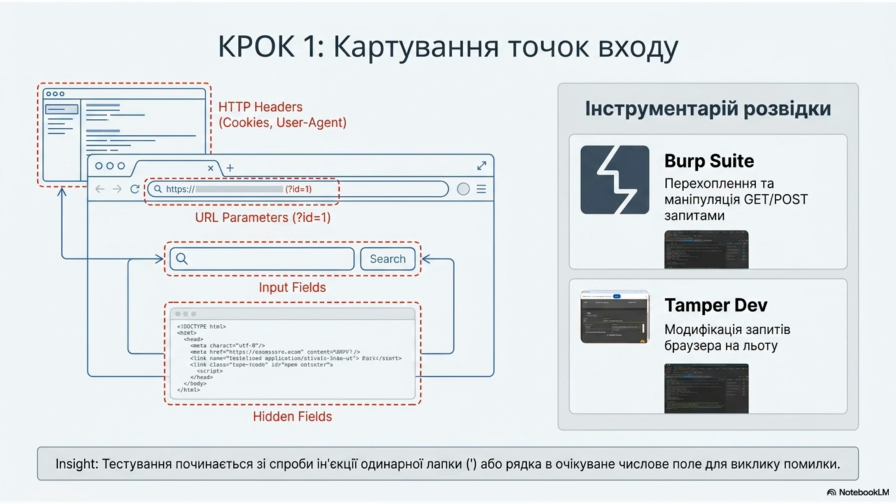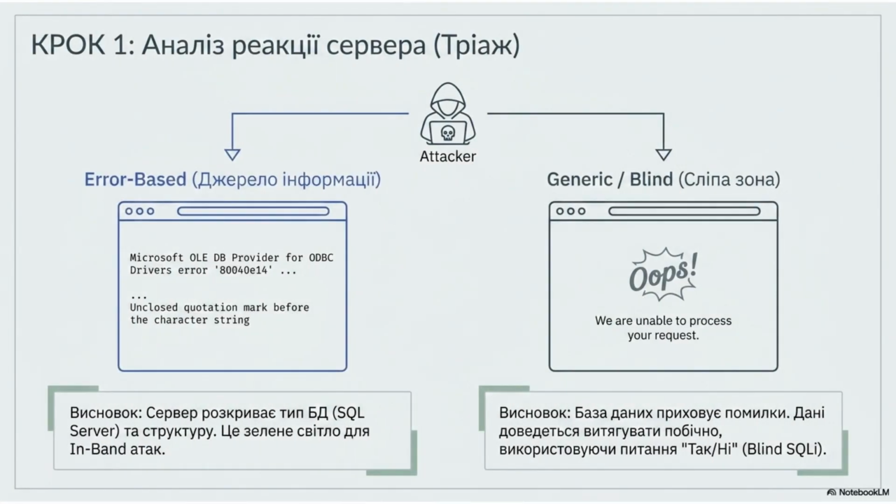In the first step, attackers map entry points, examining URL parameters, HTTP headers, and hidden fields. Tools like Burp Suite and TamperDev are commonly used to intercept and modify these requests during the reconnaissance phase.